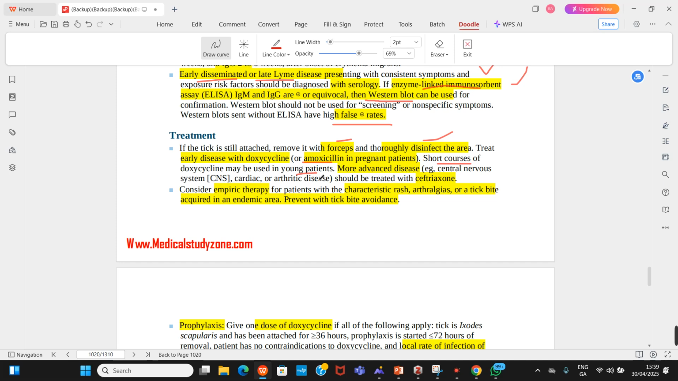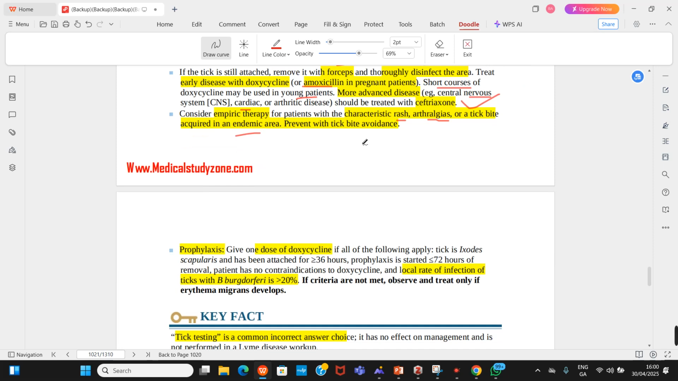So for people with much more advanced problems like CNS problem, cardiac problem, you can see here, just give them IV ceftriaxone. CNS problem, cardiac problem, IV ceftriaxone. So if we see somebody with the rash, with symptoms like the arthralgia, and the person has gone to an endemic area, you can start empiric treatment, and that's by giving doxy.